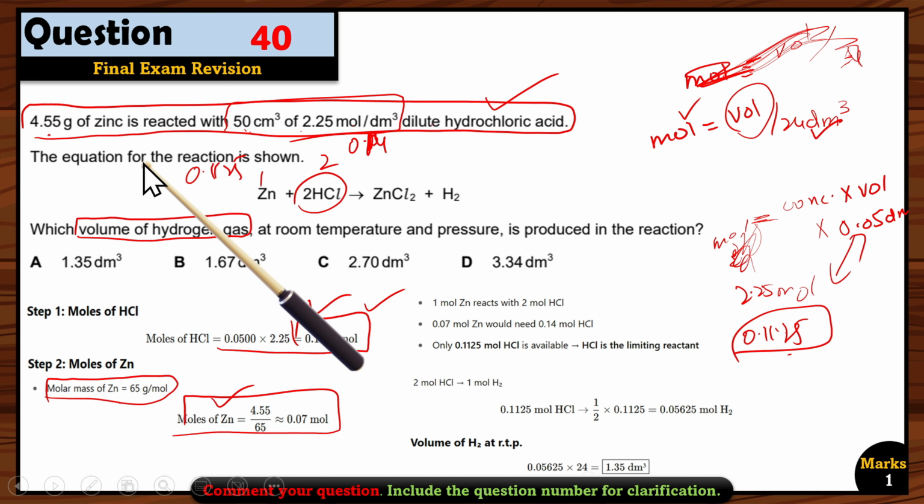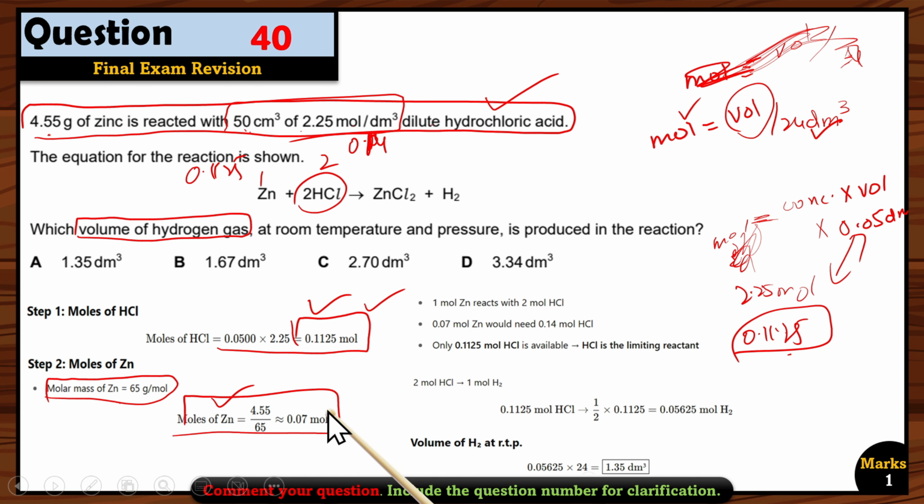That's why you have to calculate the moles separately for both of them. The number of moles for HCl was 0.1125. The moles for zinc was 0.07. As you can see, you are given the mass, but you are not given the moles, right? So you have to divide by the molar mass. You will get 0.07 moles.